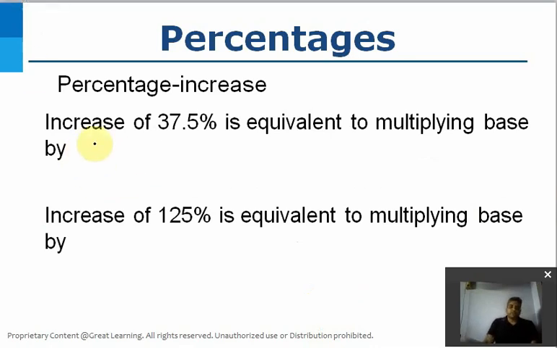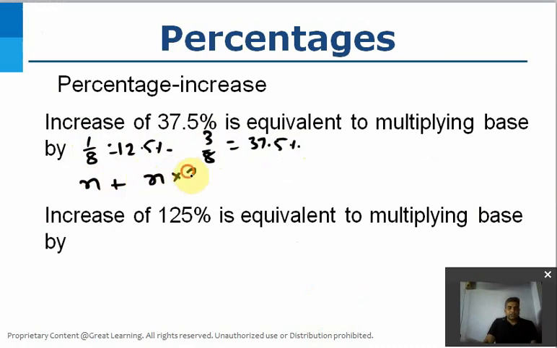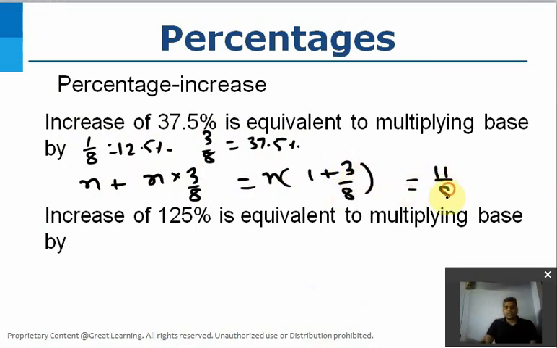Increase of 37.5%. So I know 37.5% is nothing but, 1 by 8 was 12.5%, and 3 by 8 is 37.5%. Okay, so increase is what? n plus n into 3 by 8. This is my increase, 37.5%. So n into 1 plus 3 by 8, and this becomes nothing but 11 by 8 into n. So what is this? My multiplying factor becomes 11 by 8. My resulting number is 11 by 8 into n.